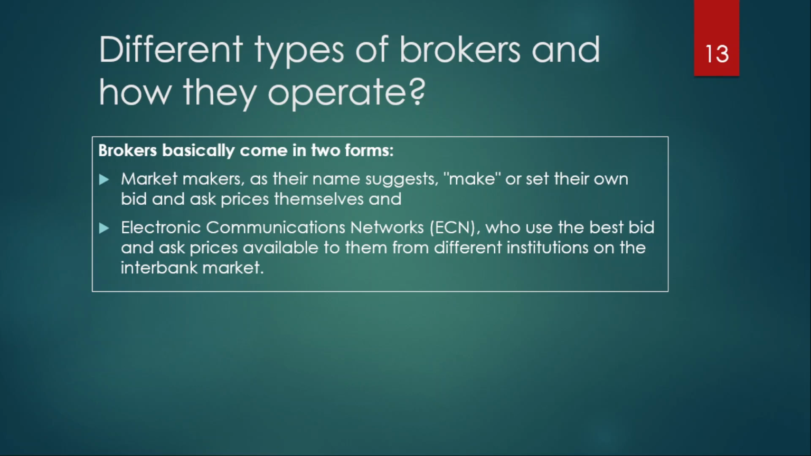Market maker brokers, as their name suggests, set their own bid or ask price themselves. We have what we call a bid price and an ask price. This is what makes what we call a spread. So market maker brokers set their own spread, while electronic communication networks, which are ECNs, use the best bid and ask prices available to them from different institutions on the interbank. They use the spread of the interbank. This is what is simply meant here.